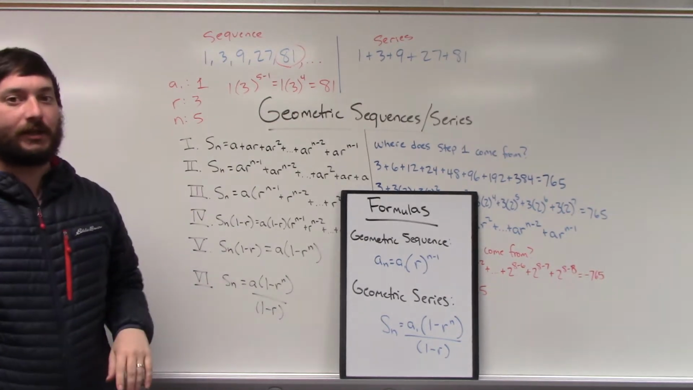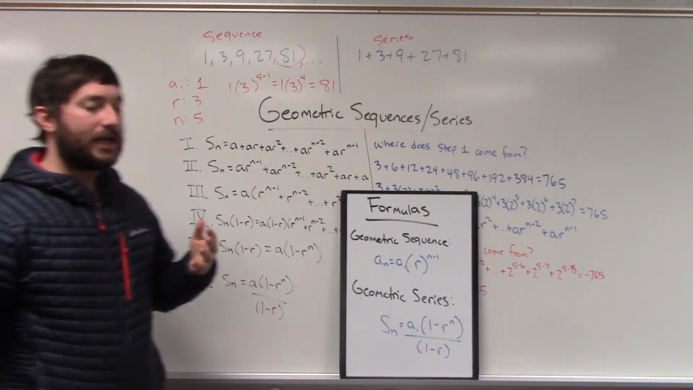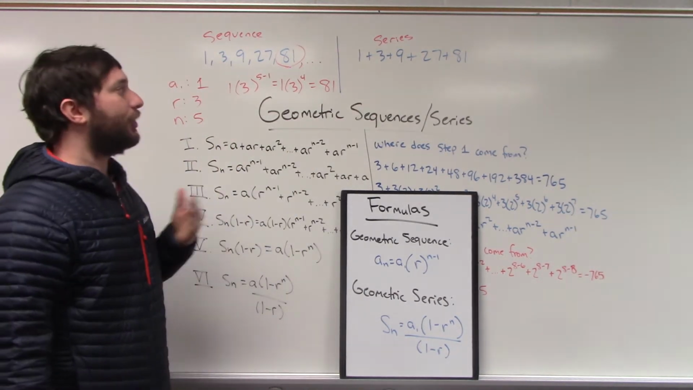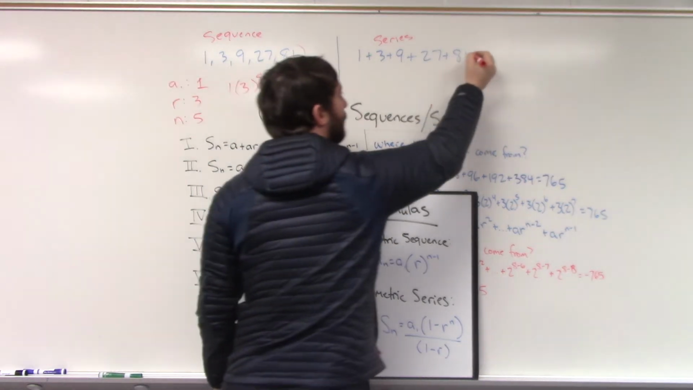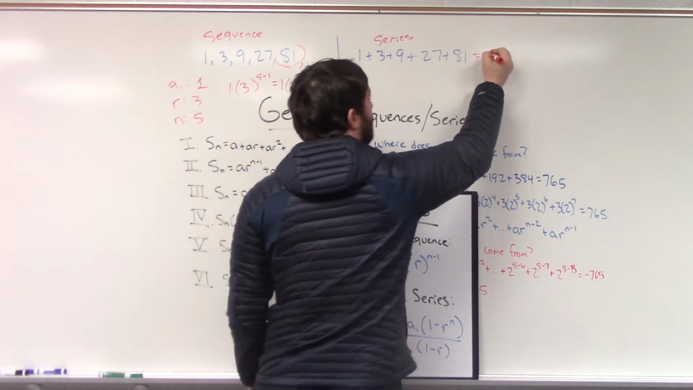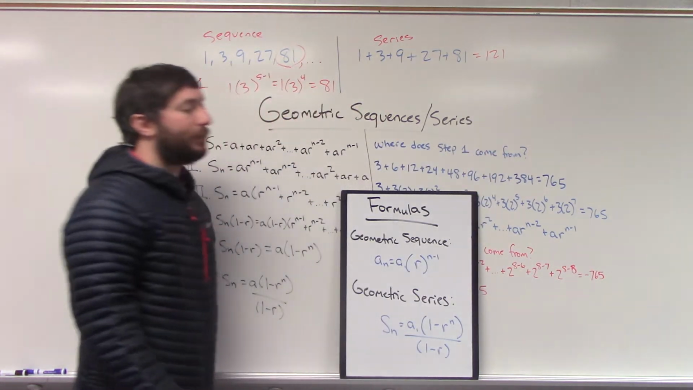For a series, on the other hand, where you're adding up a lot of different numbers, and let's say that we're also going to add up 5 numbers here, yes, you could do that manually. And if you added up all 5 of those numbers manually, that would be 121. That's one way that you could solve this problem.